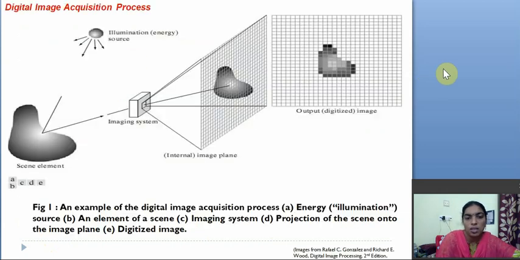So here we have A, B, C, D, E. What is A here? Illumination source. What is B? Scene element. C is the imaging system. D is the focal plane, internal to the imaging system. Now what is E here?